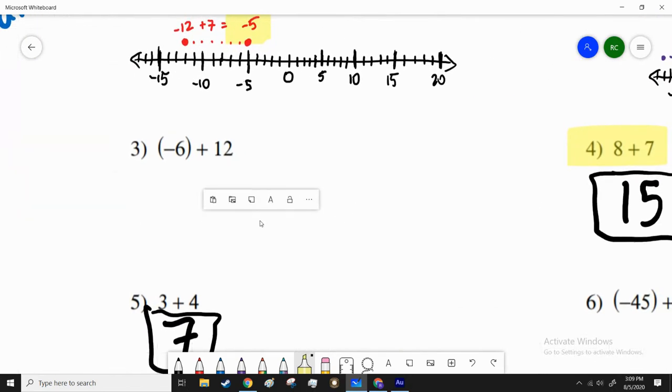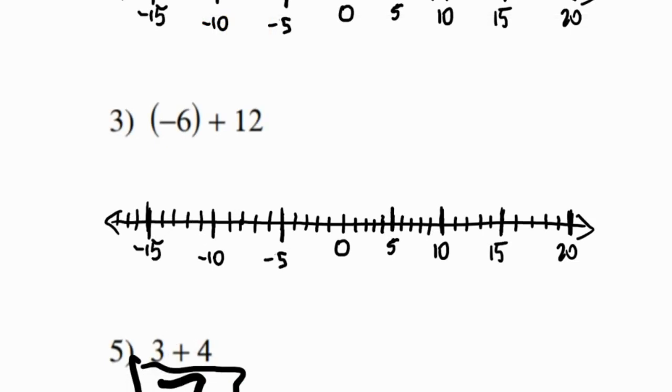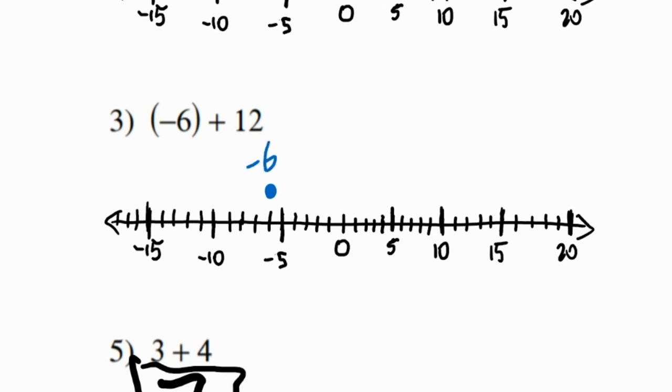Negative 6 plus 12. Again, I hope we're seeing the pattern here. We're going to start at negative 6, which is, let's see, here's 0, here's negative 5, there's negative 6. And since we are adding 12, that means we are moving to the right. So we're going to go up 1, 2, 3, 4, 5, 6, 7, 8, 9, 10, 11, and 12. We end up at positive 6, which is our answer.